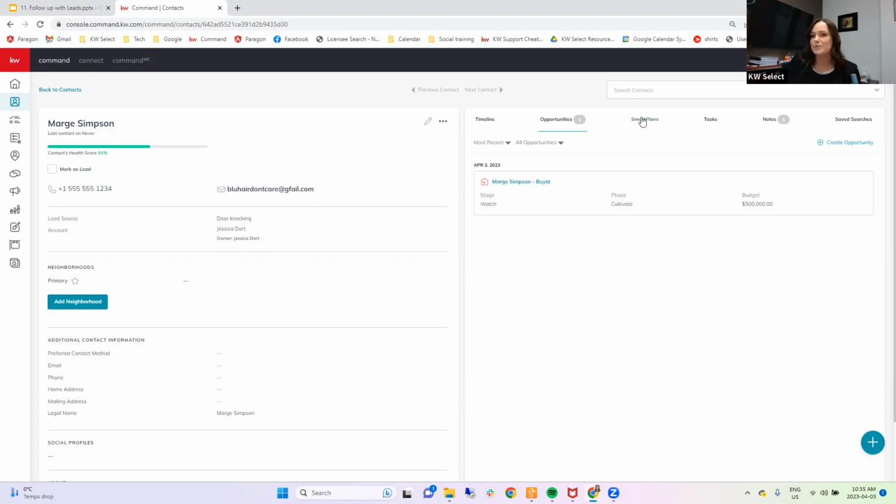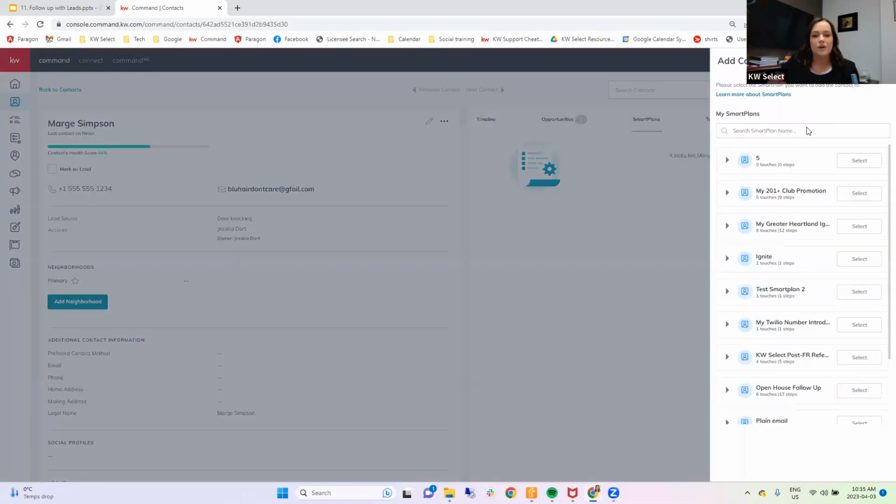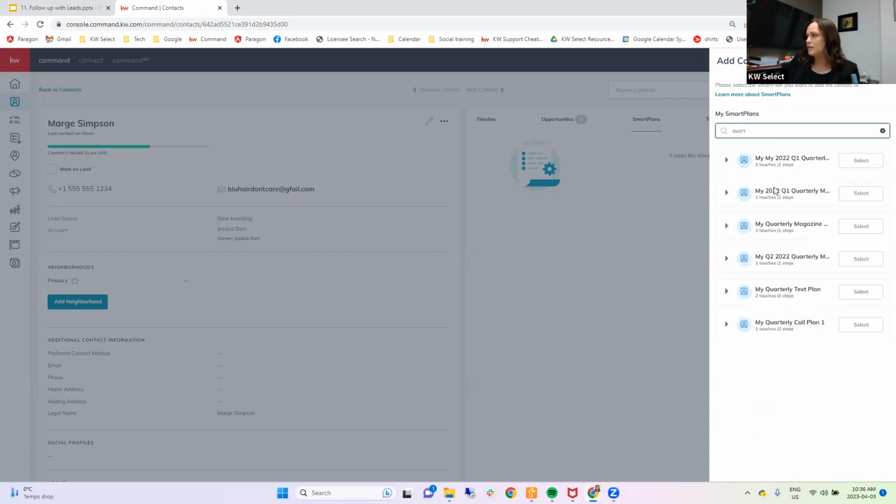Okay. Another good thing is your smart plans. So if you have done any smart plans, you can click on the tab here and add them to a smart plan. A really simple one, if you haven't dove into smart plans yet, is called the quarterly call plan. It's made by Keller Williams. It's in the library there. But all it is, it's a recurring task for you every 90 days, reminding you to follow up with this person. So at the very least, even if I'm not sending an email once a month or adding them to my newsletter or whatever it is, I'm calling them every 3 months.